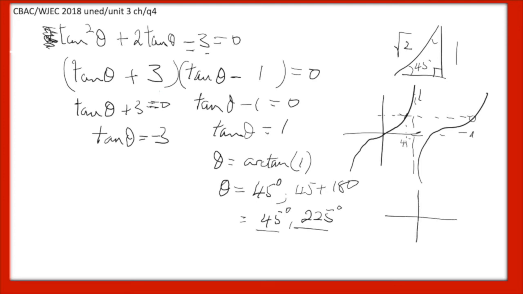Other way of doing it is using the trusty CAST diagram. I've got one solution in here at 45 degrees, and because it's tan, the symmetry is diagonal, so the other one will be 180 degrees further on. No real problem. Now, this is the only one I need to use a calculator for.